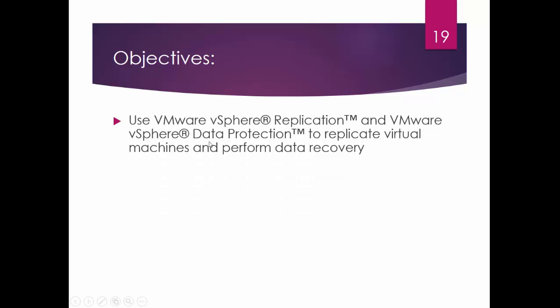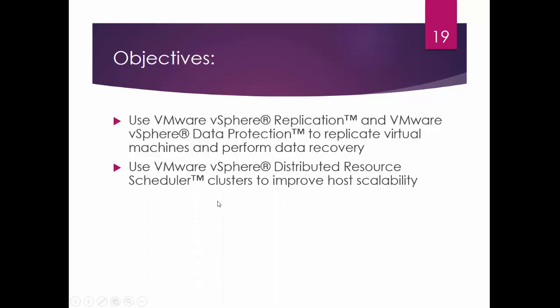vSphere replication and VMware vSphere data protection to replicate virtual machines and perform data recovery. So there is disaster recovery as well, and replicate virtual machine across the WAN. So if you have a virtual machine and you want to have a replication across the WAN, that means you need to have very good bandwidth, right? If you lose connection with your branch, you can then have that virtual machine still activated on the other branch. Okay, and data recovery, we're going to talk about that, go through some labs there.